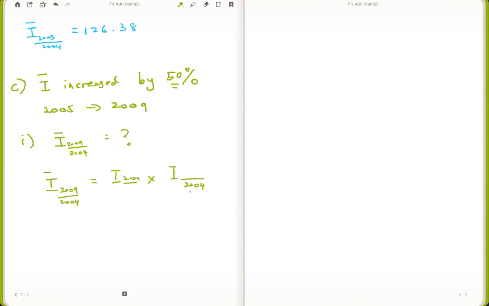Okay. So here, 2004, I have data for 2005, isn't it? And I need to cancel them. Maybe I can make use of this. Is it possible? Then I'll cancel them. Do I have 2005 and 2004? I have this already, which is here. And 2009 based on 2005 is in the question.